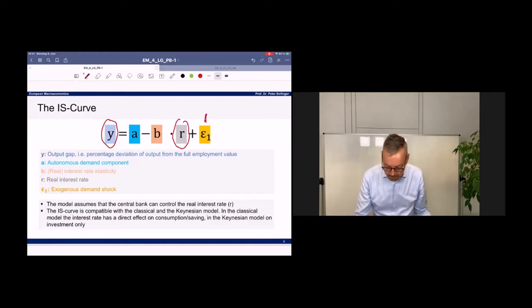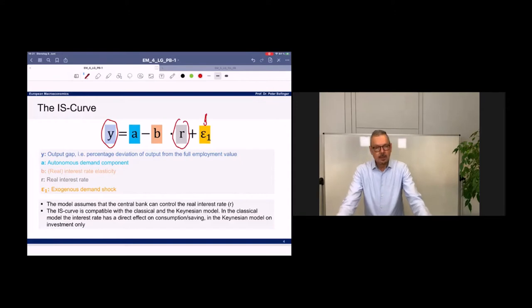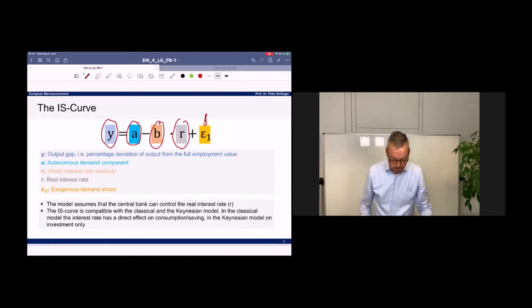Then we have a shock term, and this is a demand shock, epsilon one. And A is an autonomous demand component, and B represents the impact of the real interest rate on output. We did receive the question: is this the real interest rate of the classical model?